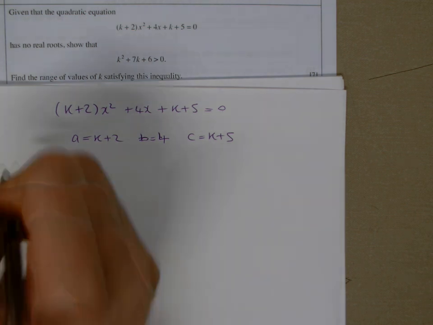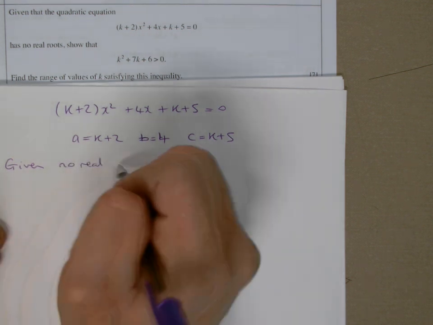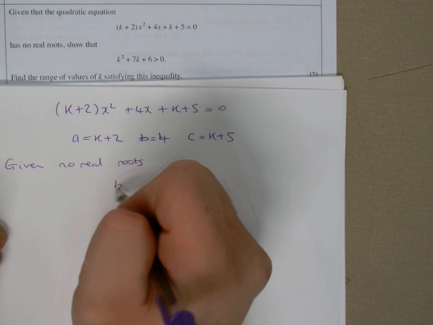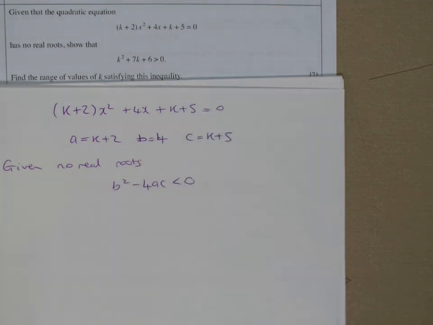And the question says that given that the quadratic equation has no real roots, show that this inequality is true. Now, given there's no real roots, of course then the discriminant is negative, isn't it? Okay. b squared minus 4ac is less than 0.